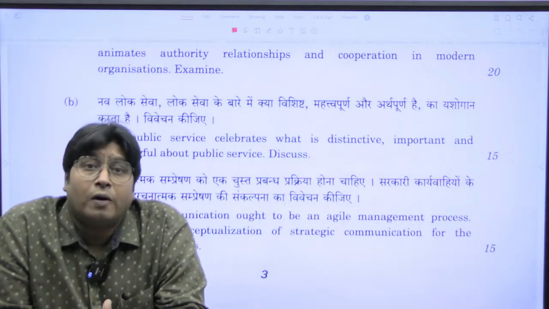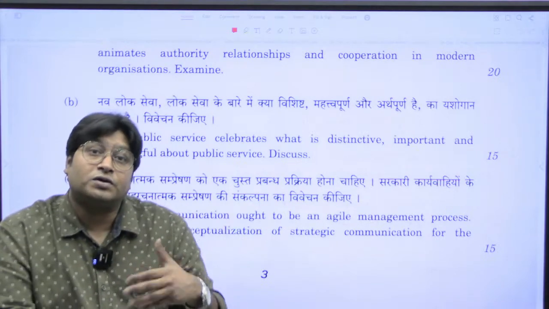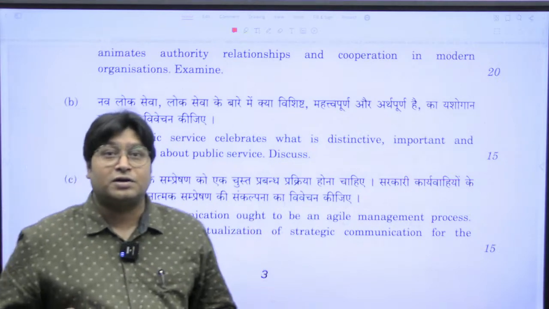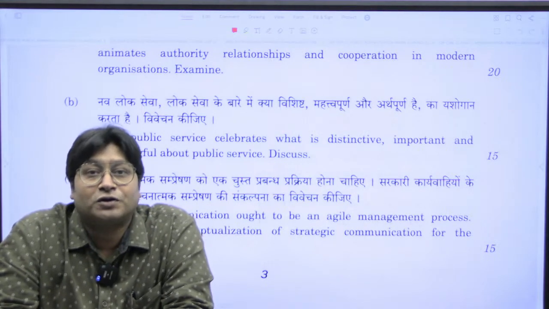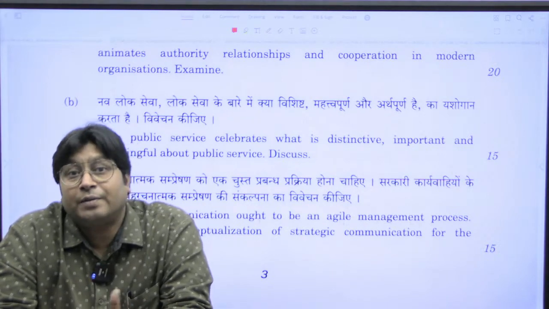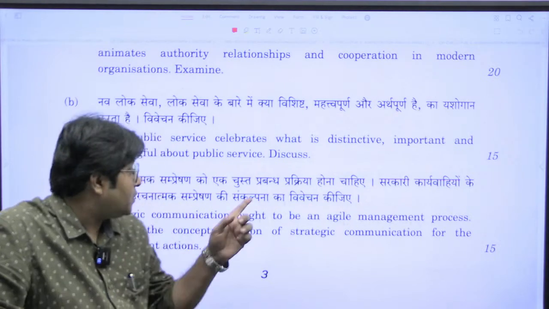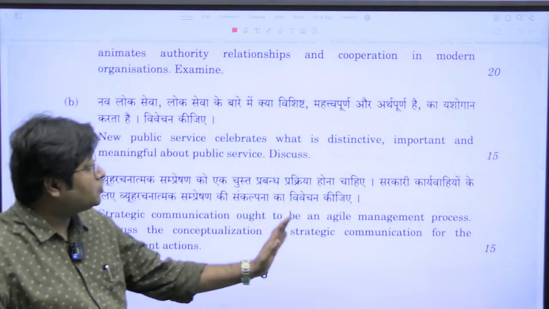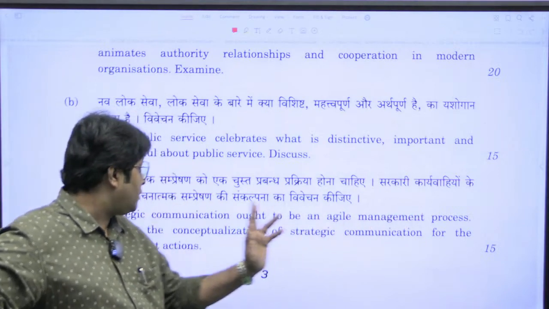So, we use a model called cybernetic governance, right? Probably I don't remember, but we gave this question somewhere 5 years back. So, at least I am thankful to UPSC that it has asked now, right, but probably it was ahead of time, but still we gave this one question that National E-Governance Program 2.0 focuses on a cybernetic model of governance, right. That model is basically the model of strategic communication. So, the question says strategic communication ought to be an agile management process. Discuss the conceptualization of strategic communication for government action.